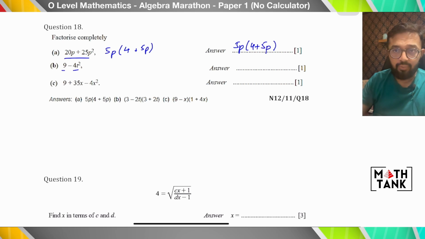Now I just see two terms. There's nothing common about them, but I see square numbers. So 9 is the square of 3 and 4t squared is the square of 2t. So I'm going to say that this is the difference of squares, 3 minus 2t into 3 plus 2t.